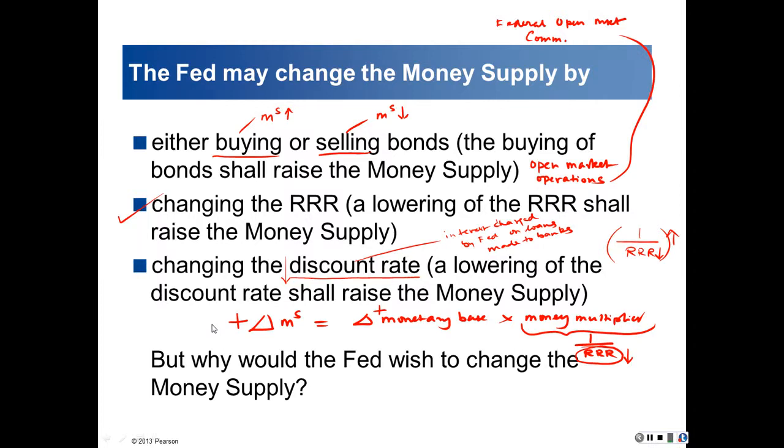So these are the three principal ways in which the Fed can alter the nation's money supply. But that brings us to the question: we know the Fed can change the money supply, but why would it want to? Why would it wish to change the money supply? And that is the key question that we are now going to deal with in chapter 12. In chapter 11, we learned how the Fed can change the money supply.